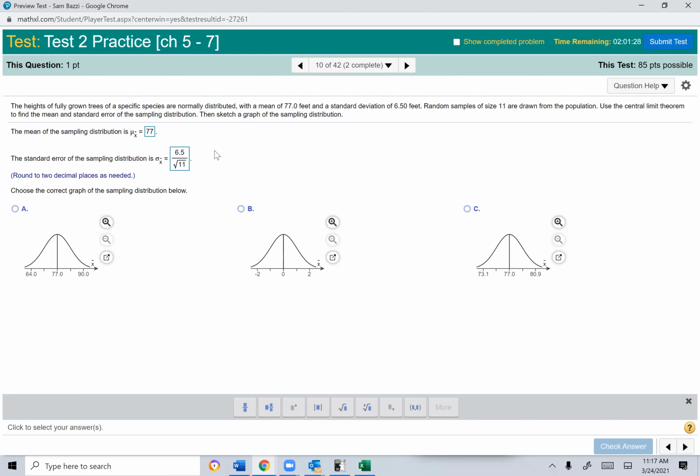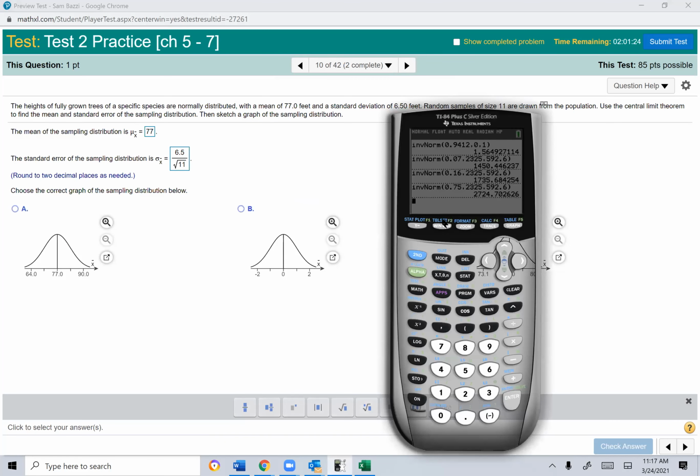And 6.5 divided by square root of 11 is, let's see. There is a square root, guys, 11. So I got 1.959. Let's see how many decimals he wants. 2 decimal places. So that should be, guys, 1.96. Now choose the correct graph.